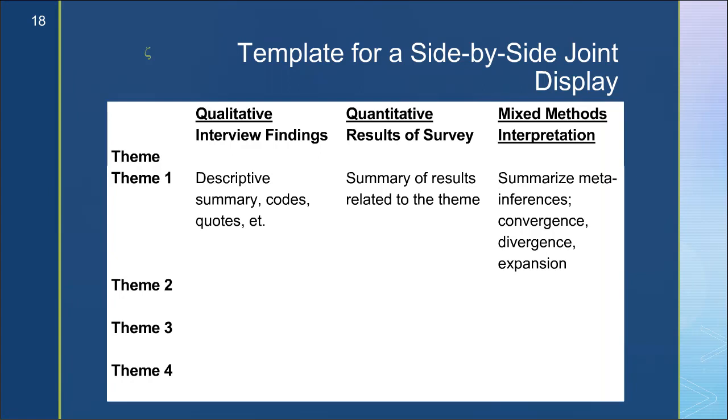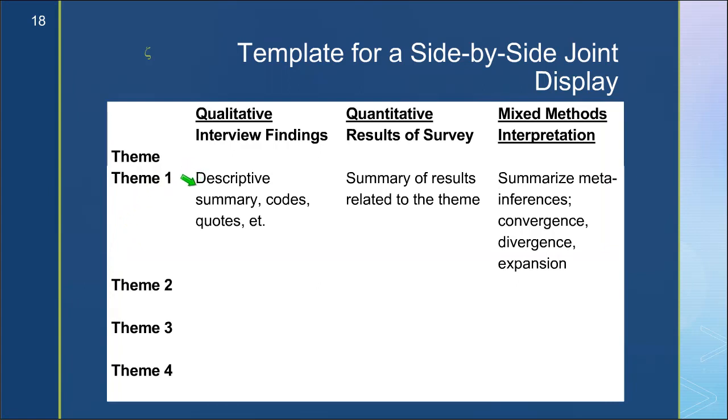It could be grounded theory findings, case study. Again, you can adapt this. And then in the column next to this, I have quantitative, and I've labeled it survey results. And note I have this column over on the far right for a mixed methods interpretation. So you can organize this in different ways. It could be organized by qualitative themes. Perhaps you have a conceptual or theoretical model as well that you could organize that by.